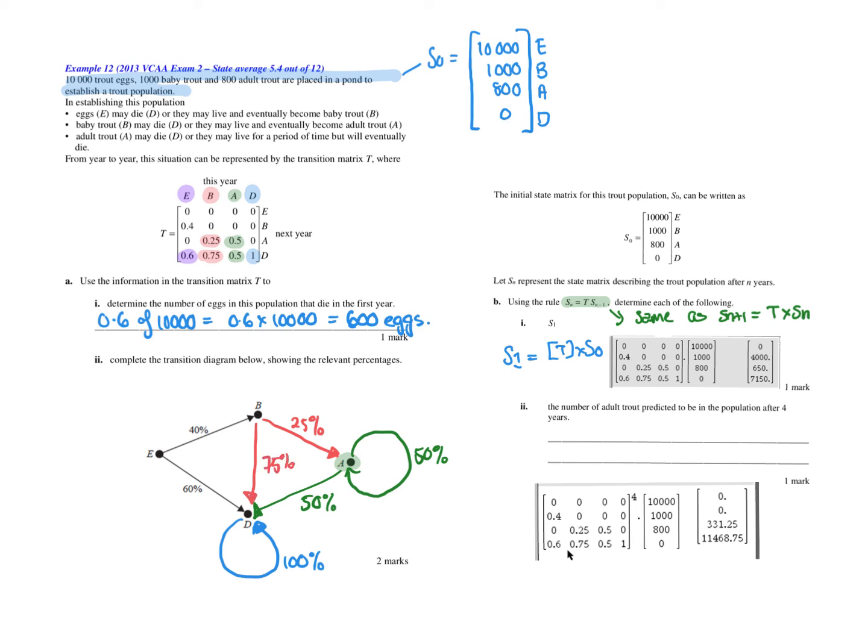And all the rest, hopefully, have been drawn on. So the purple one was there, E to D, and we've also got E to B. So we've covered them all.